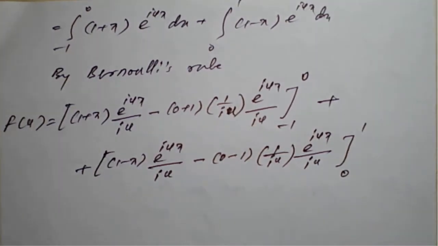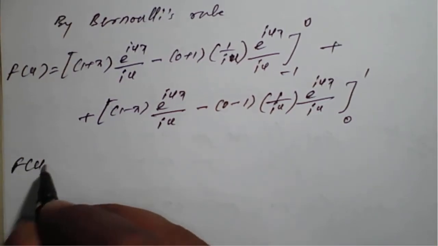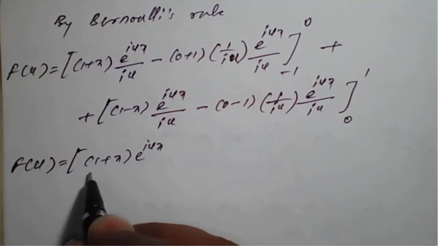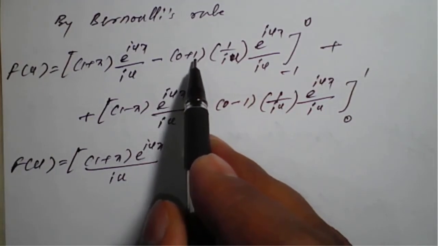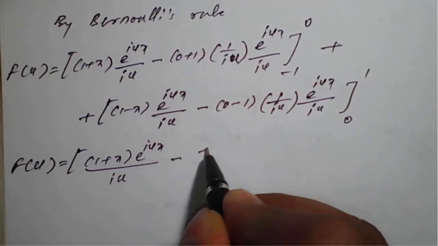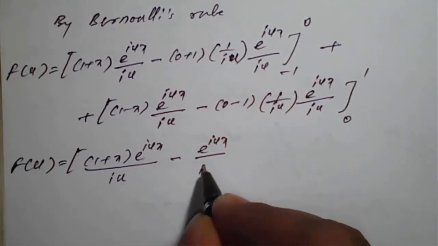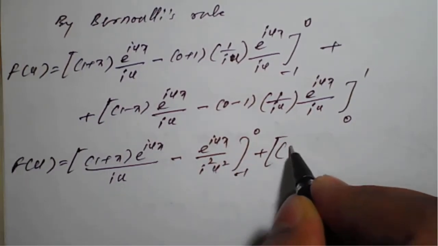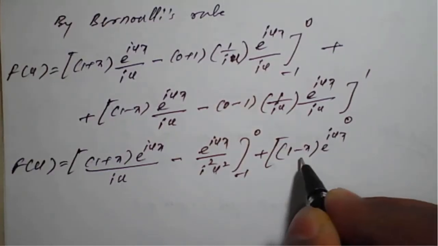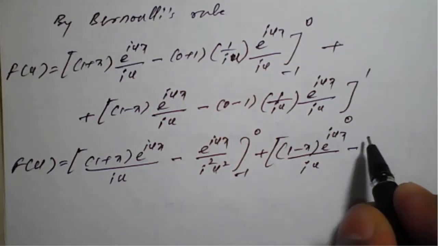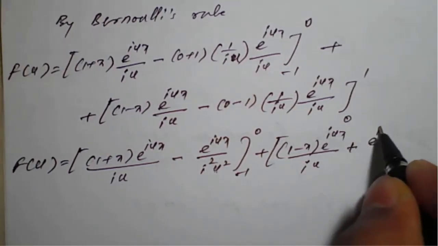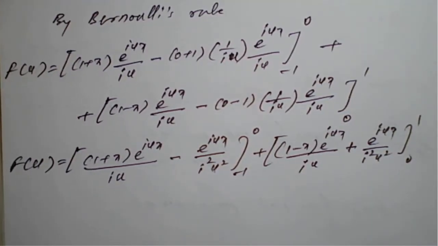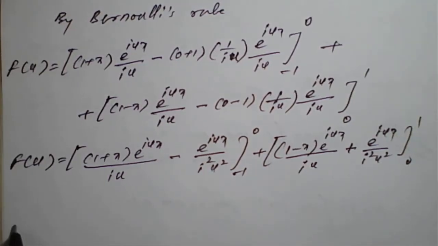from 0 to 1. So now we need to rearrange and we need to apply upper and lower limit. So therefore f of u is equal to, first I will rearrange, so it is 1 plus x into e raised to iux whole divided by iu. So 0 plus 1 is 1, this into minus is minus e raised to iux divided by iu into iu, it will become i square u square, from -1 to 0. I have not applied the limit, I am arranging first. Second term is 1 minus x e raised to iux divided by iu, minus into minus is plus, then e raised to iux divided by iu into iu, it will become i square u square from 0 to 1. So once we got this, now we will apply the upper and lower limits.